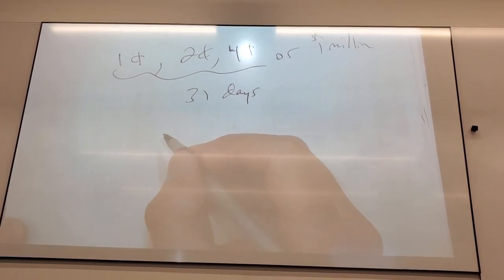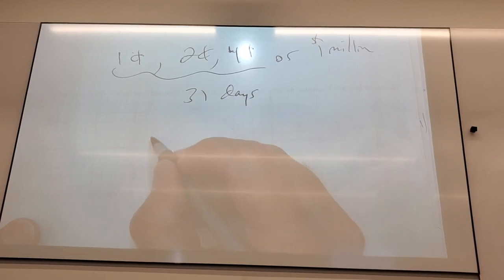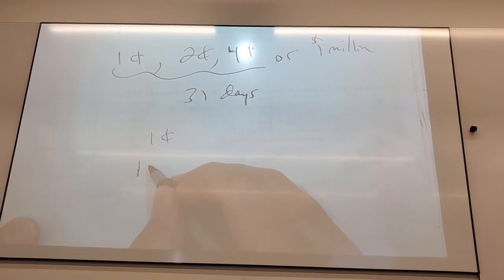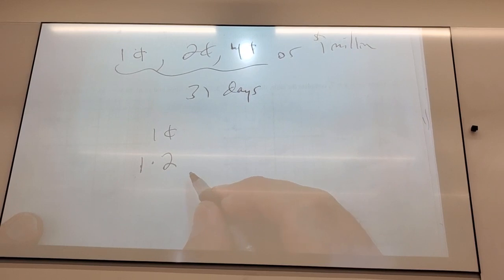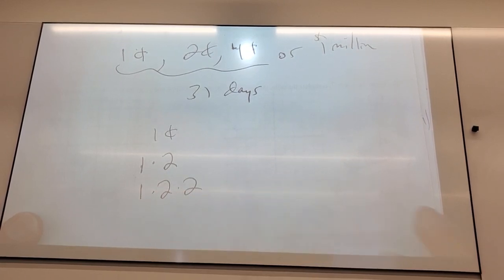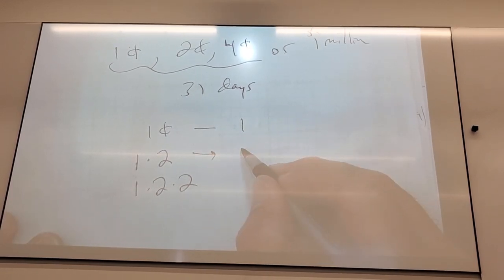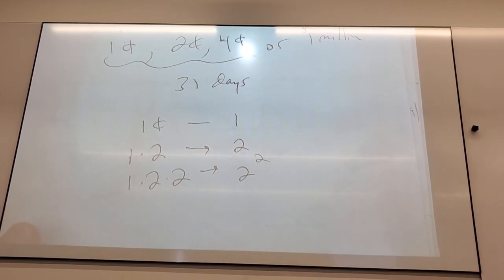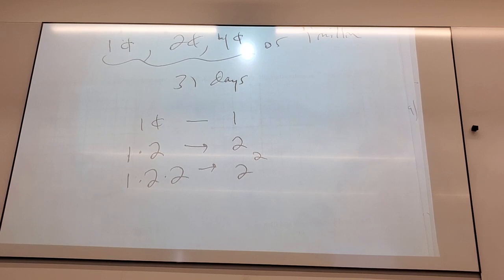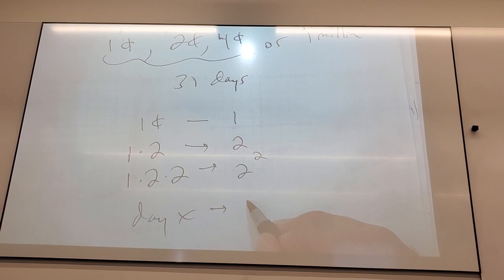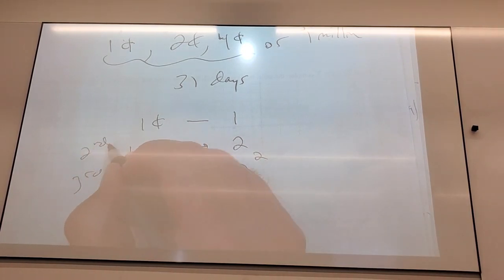So watch this. Day 1, I give 1 cent. Day 2, I give 1 times 2. Day 3, I give 1 times 2 times 2. Right? I just keep doubling it. You guys with me? So day 1, I'll give you 1. Day 2, I'll give you 2. Day 3, I'll give you 2 squared. Are you guys all with me? So what about day X? See if you guys can see this. 2 to the x. Careful. This was 3rd, this was 2nd, this was 1st.